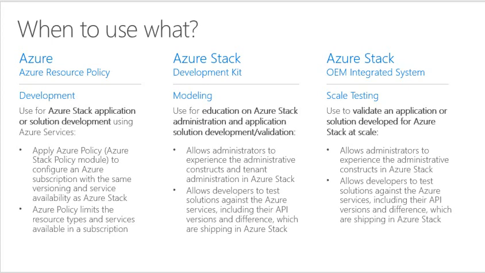Then you move to the modeling, which allows the admin to experience the admin construct and tenant ID and tenant stack through Azure Stack. It allows the dev team to test solutions against Azure services, including API versions, different to what we do on-premises, because this will be hybrid, and the differences are shipping to Azure Stack. And then you go to OEM around the testing, which allows the admin to experience API testing against validation of our application.